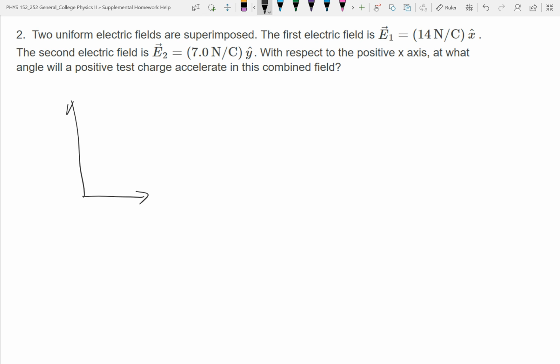I have my x and y directions, and then my electric fields: E1 is 14 newtons per coulomb. I'm just going to start at some random point, not at the origin. 14 newtons per coulomb, x hat. And E2 is half of that. E2 is equal to 7.0 newtons per coulomb in the y direction.